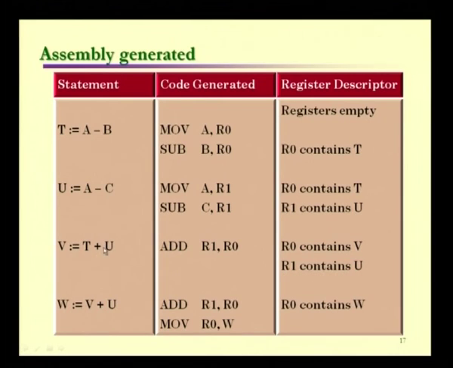Next computation is T + U. We find that R1 contains U and R0 contains T. So, we add both, and you find what is not needed further. T is not needed, so we can update R0. R0 can be reused now. So, R0 contains V now, and R1 contains U, and the final computation is W = V + U, where we add R1 and R0 to produce R0 as the result, leaving R0 containing W and R1 not having any next use.